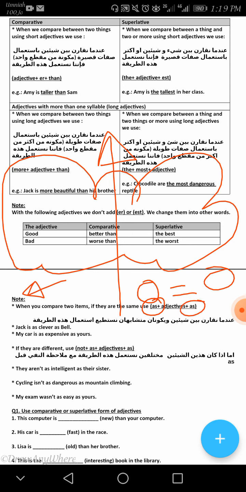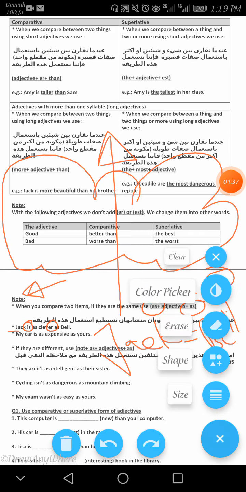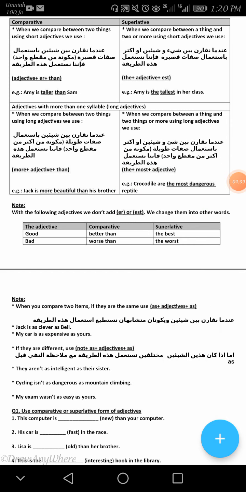So in this case I use as adjective as. How? For example, Jack is as clever as Bill. So Jack is equal in cleverness to Bill, مساوي لبيل بالذكاء. Okay? Yes, another example. My car is as expensive as yours. So I use as expensive as. So my car and your car are the same price, نفس السعر.